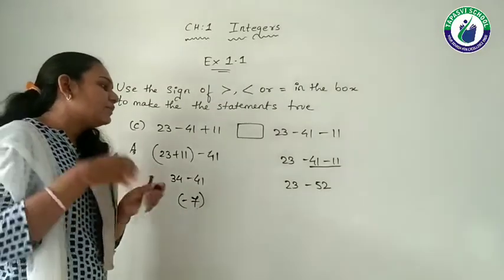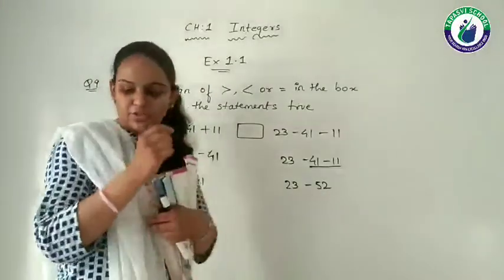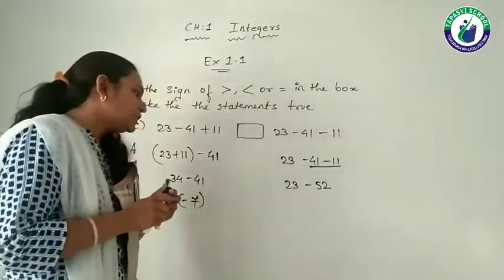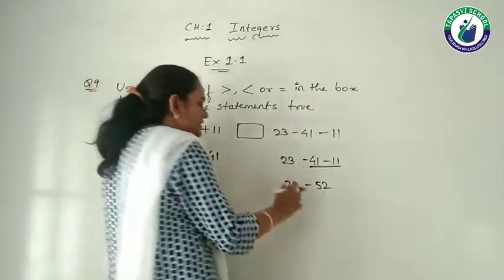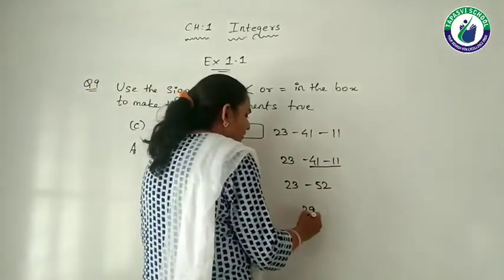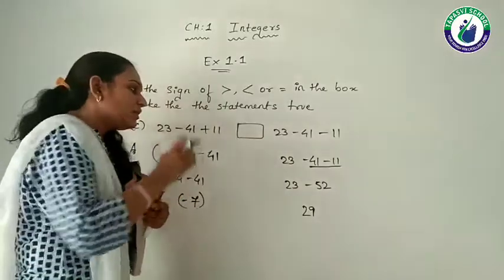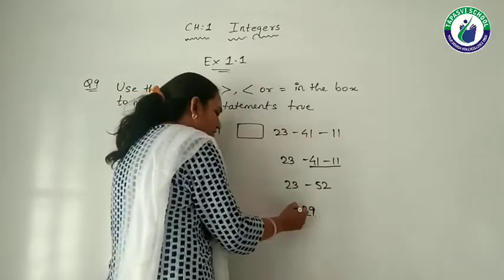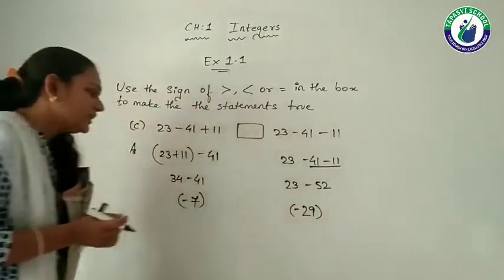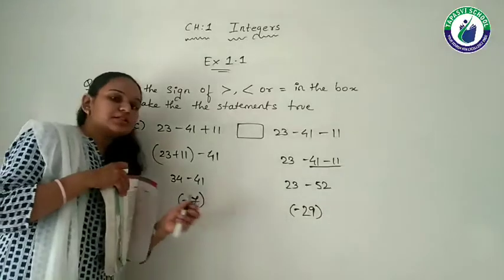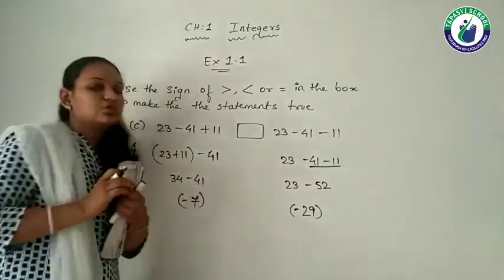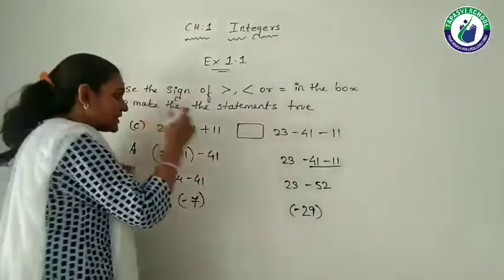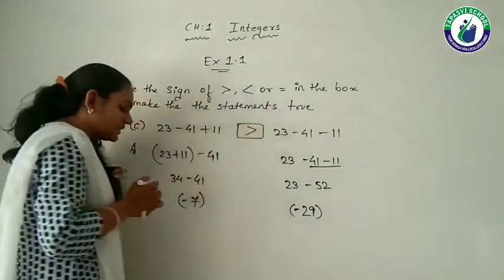Now 23 is a positive and 52 is a negative. So what we can do? We can do the subtraction. So 52 minus 23, that means the answer is 29. Now 52 is a greater number, so I am going to give the sign of 52 to this 29. That means minus 29. Now out of these two numbers, which one is a greater one? 7 or 29, both are in the negative sign. So the one which is smaller will be the greater one. So minus 7 will be the greater one.